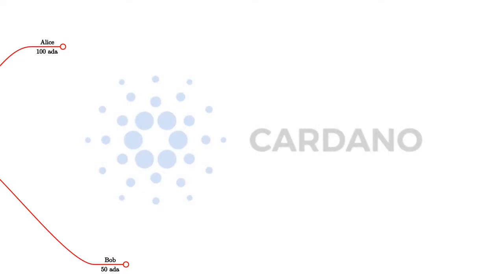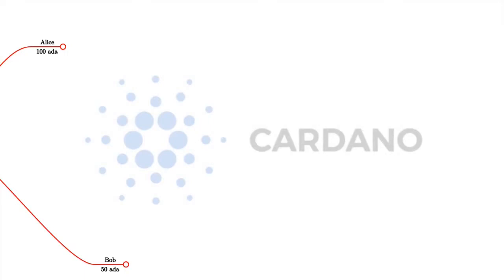Unspent transaction outputs are exactly what the name says. They are transaction outputs, that is outputs from previous transactions that happened on the blockchain that have not yet been spent. So let's look at an example where we have two such EUTxOs. One belonging to Alice, 100 ADA, and another one belonging to Bob, 50 ADA. And as an example, let's assume that Alice wants to send 10 ADA to Bob.